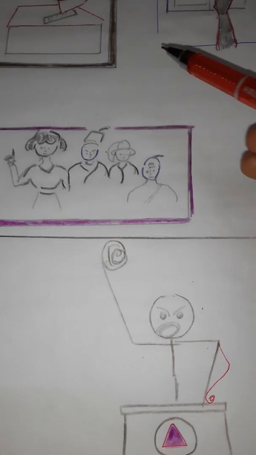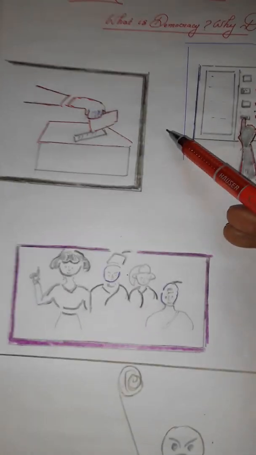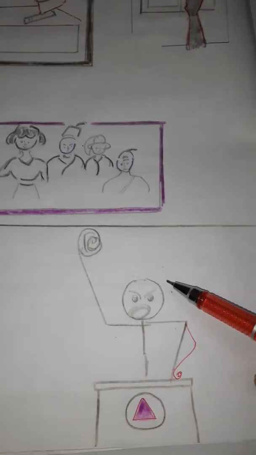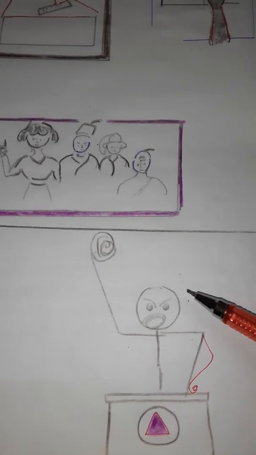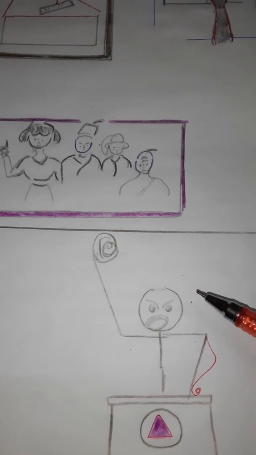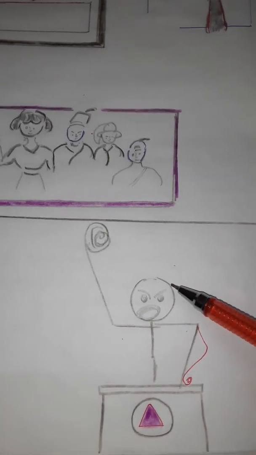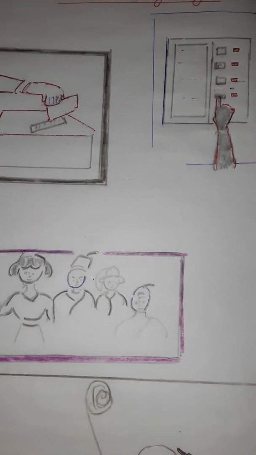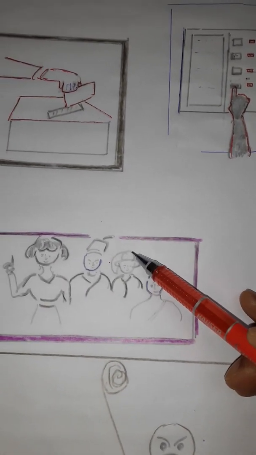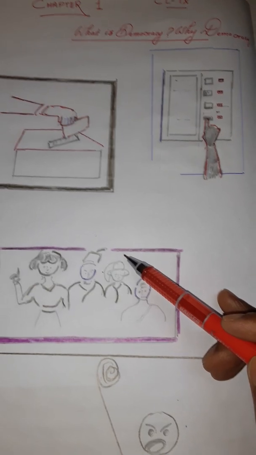Now, democracy is one form of government, and another form of government is dictatorship. Okay, now dictatorship means where one particular person or one party makes each and every decision. Now whatever they say, people need to follow it. But in case of democracy, it is the people who elect their representatives, who make laws for their country.